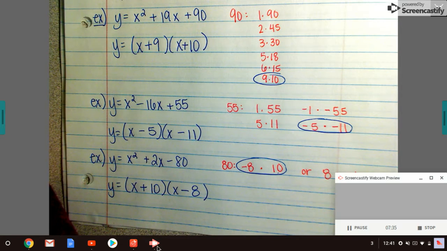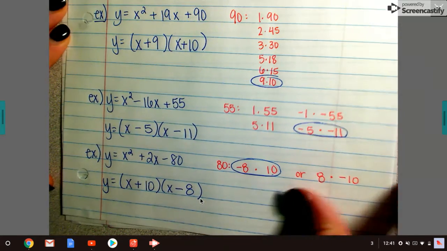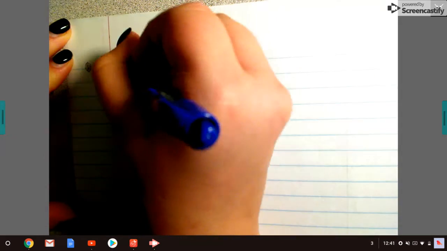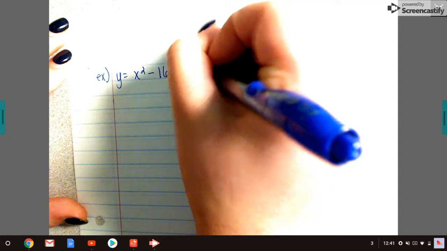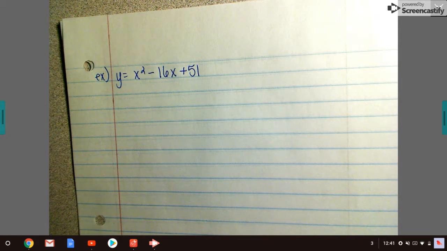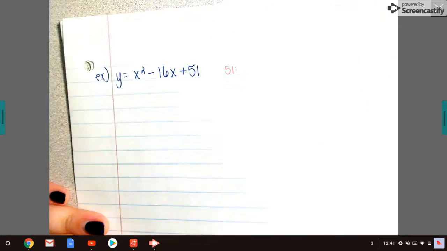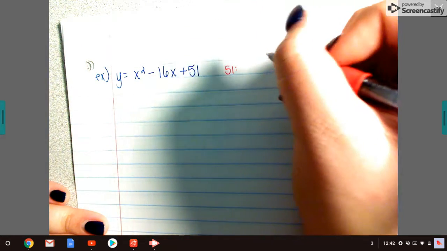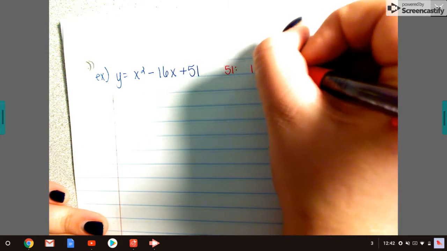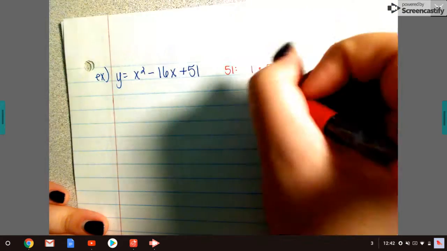All right, let's see where we're at. Let's do one more then. This one's going to be a little bit weird. How about y equals x squared minus 16x plus 51? All right, let's think about our factors of 51. 51's pretty lame. There's only 2 factors. There's 1 and 51, and 3 and 17.